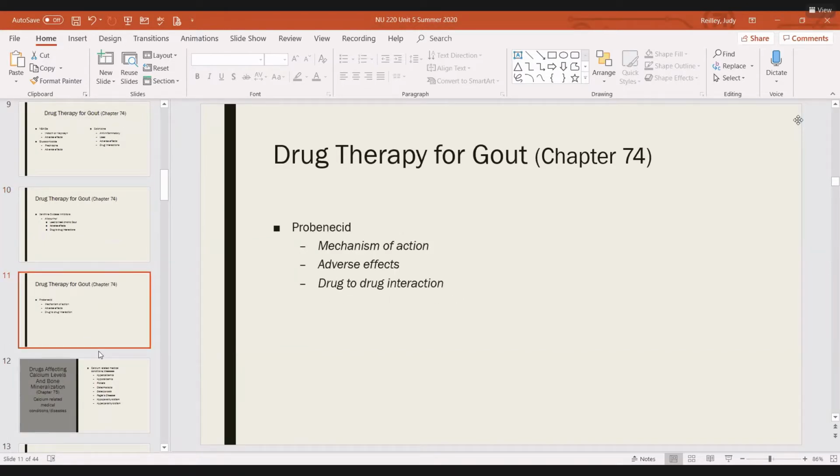And then this is just another medication that is used to treat gout. The mechanism of action for this medication is that it acts on your renal tubules. So it inhibits reabsorption of the uric acid, which means you pee it out, because the renal tubules are not reabsorbing it back into the body. The adverse effects are mild. It's your general GI, nausea and vomiting, and the drug-to-drug interaction is going to be with aspirin.